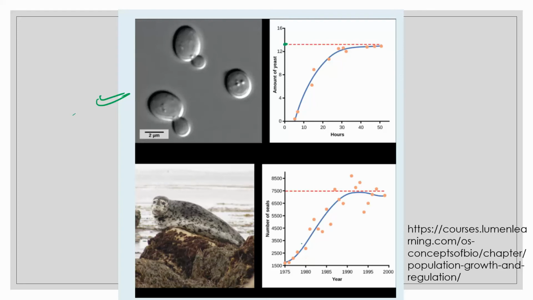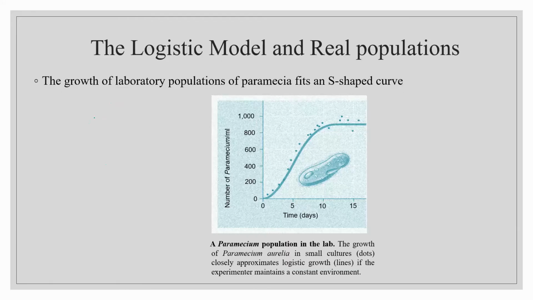And this is a seal population growth rate. Here you can see a portion where the population exceeds the carrying capacity, but again after some time it levels off at the carrying capacity. I have taken these images from this website. Again you can see the logistic type of growth.